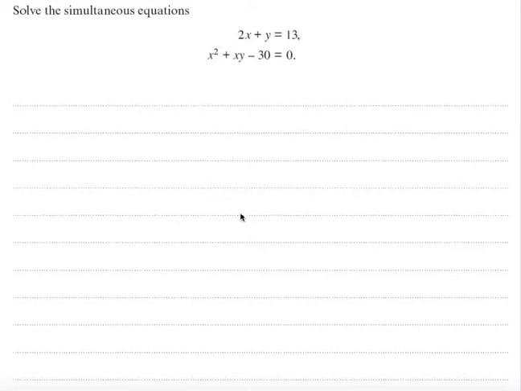Solve the simultaneous equations 2x plus y equals 13, x squared plus xy minus 30 equals 0. So starting this initially, I would say I'm going to substitute this linear equation into this non-linear equation. So I'm just going to rewrite that first equation by subtracting 2x from both sides.